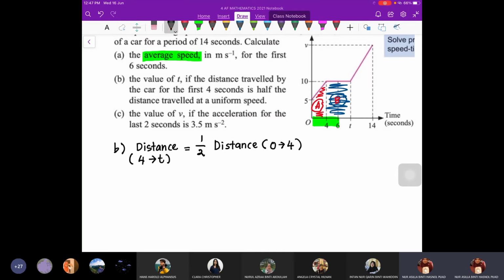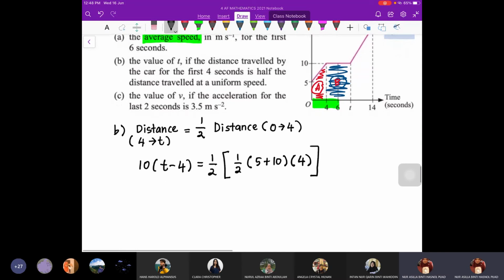Okay, so distance 4 to T. Bentuk rectangle. So 10 multiply T minus 4 equal half. Yang pertama adalah bentuk trapezium, 0 until 4. Jadi gunakan formula trapezium. Half times 5 plus 10 times 4.